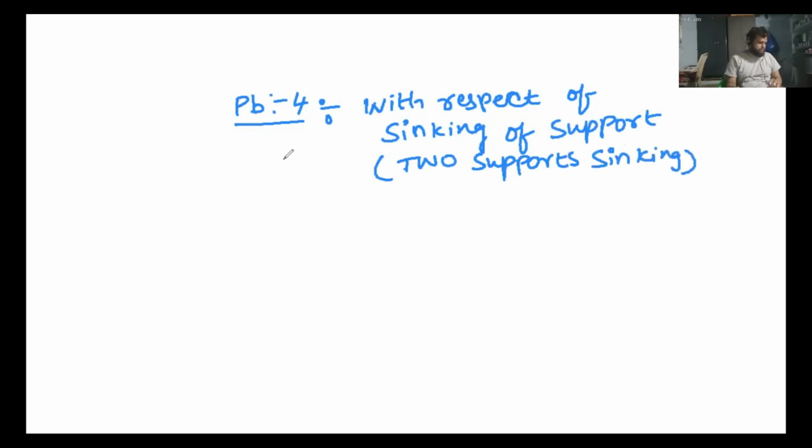The question reads like this: the supports B and C sink in a continuous beam ABCD. The supports B and C sink 10 mm and 5 mm respectively, and the support D rotates through an anticlockwise 0.1 radian. There are no loads on the beam. Values of E and I are constant throughout the length of the beam. Take E equal to 2 into 10 power 5 megapascals and I equal to 4 into 10 to the power 7 mm power 4. So this is the question that is given.